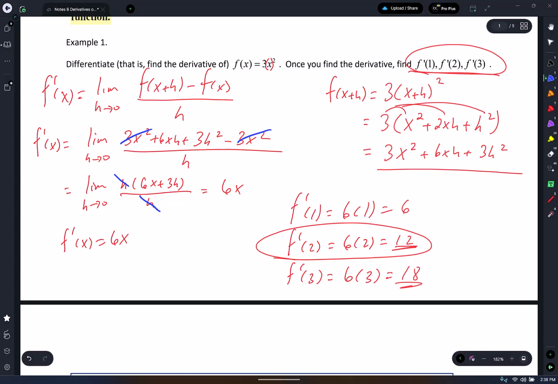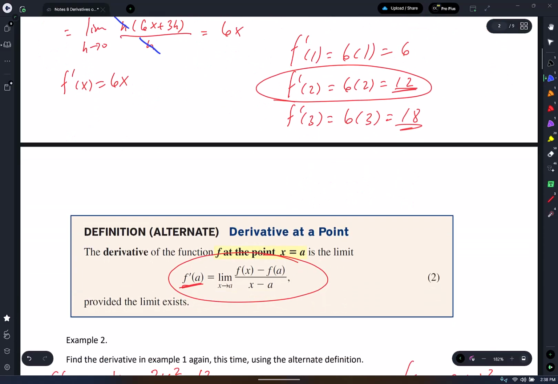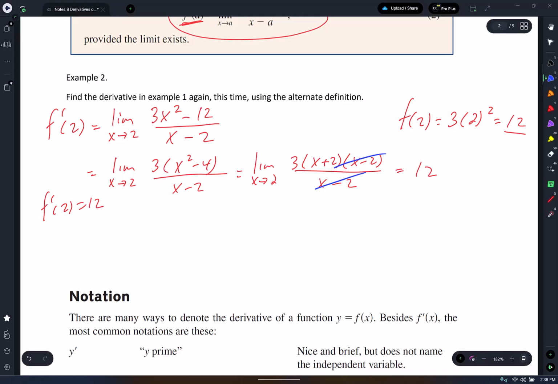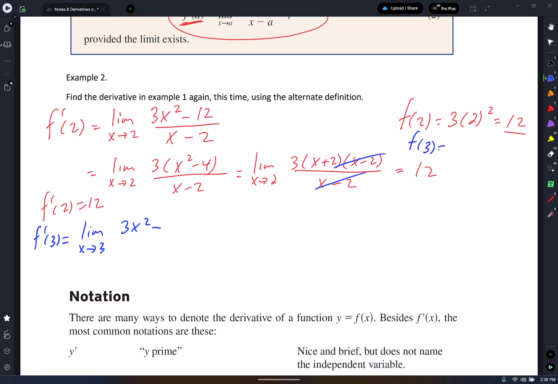Let me do the 3 one now. I'm going to do it in blue. f prime of 3 equals the limit as x approaches 3 of 3x squared minus f of 3. f of 3 equals 3 times 3 squared. 3 squared is 9, 9 times 3 is 27. So 27 over x minus 3. Have I freaked anyone out?